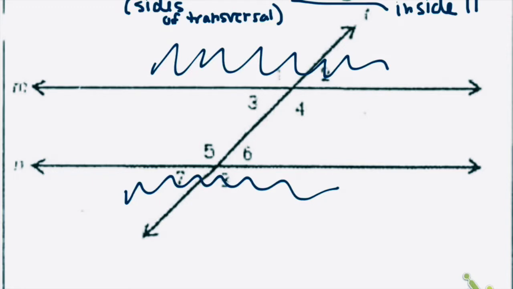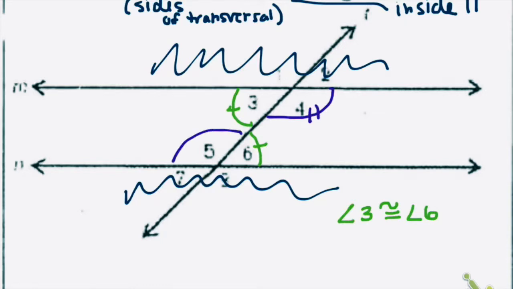So alternate interior angles would be like angle 3 is congruent to angle 6 as an alternate interior pair. So I could say angle 3 is congruent to angle 6 because they are alternate interior angles. And angle 4 is congruent to angle 5 because they are alternate interior angles.